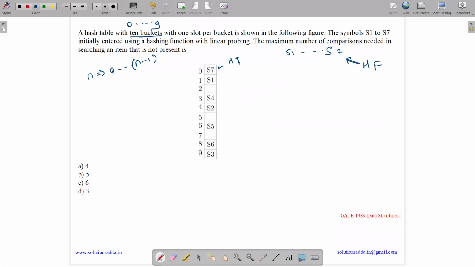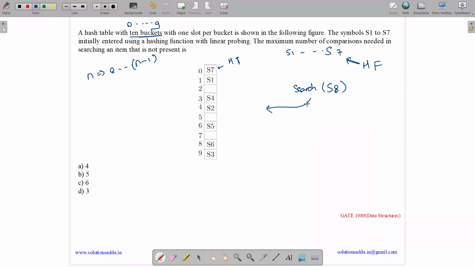Now suppose we want to search an item. Let us suppose we want to search S8. So it's asking what is the worst case comparison that can occur for searching S8 in this hash table using linear probing. The options are 4, 5, 6 and 3.